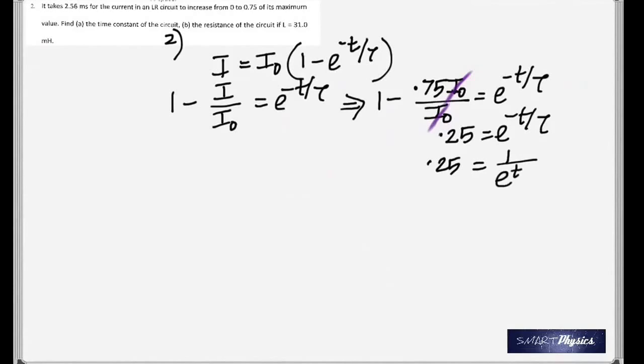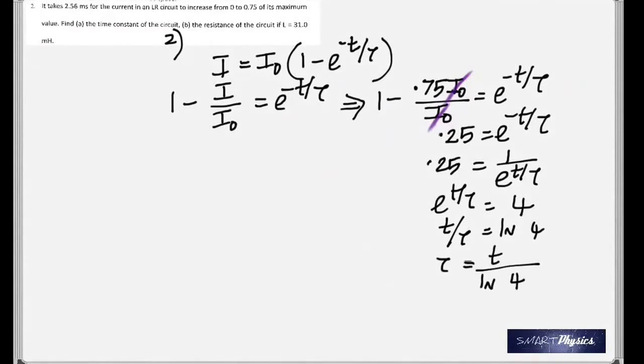Then you know how to change the exponential into natural log on the other side. There I get 4 by flipping both sides, taking the reciprocal on both sides, and then the time constant is t by natural log of 4, which is 2.56 by natural log of 4. T is 2.56 milliseconds, and we get 1.85 milliseconds. Doesn't the problem say that it takes 2.56 milliseconds? That's what we're using.